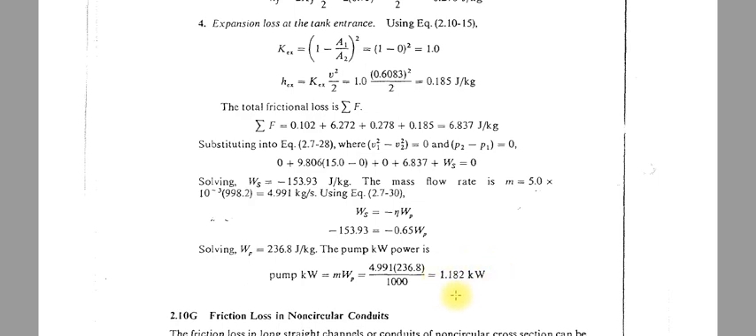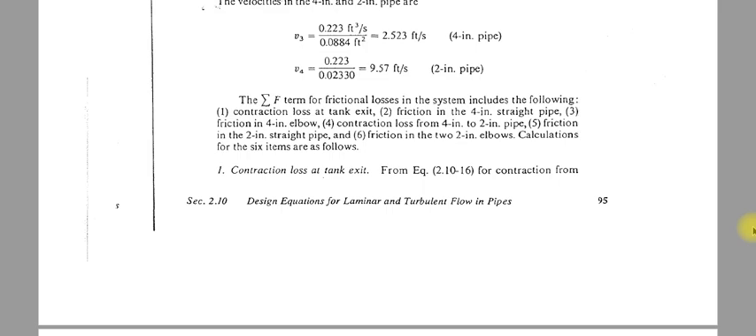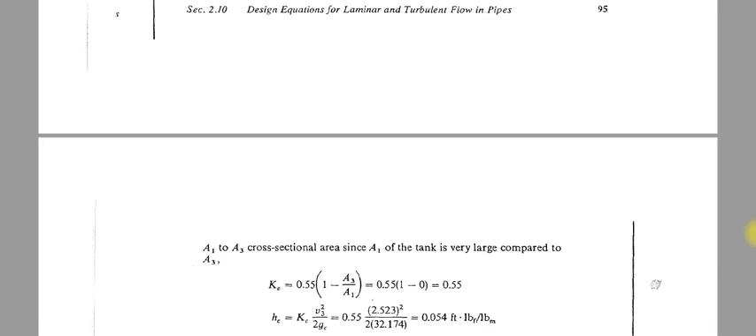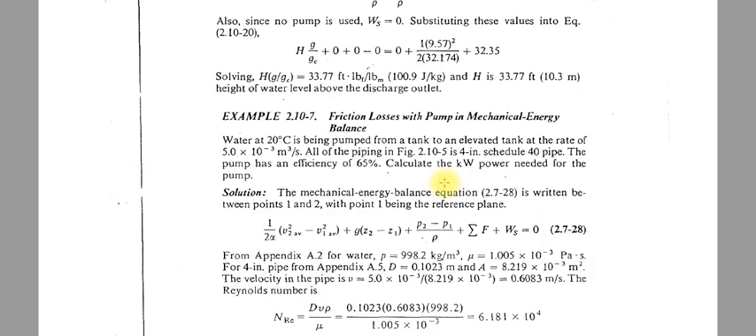So this is the power requirement of the pump. This size of pump is required to flow the fluid from point 1 to point 2 when the flow rate is given as 5 multiplied by 10 to the power minus 3 meter cube per second.